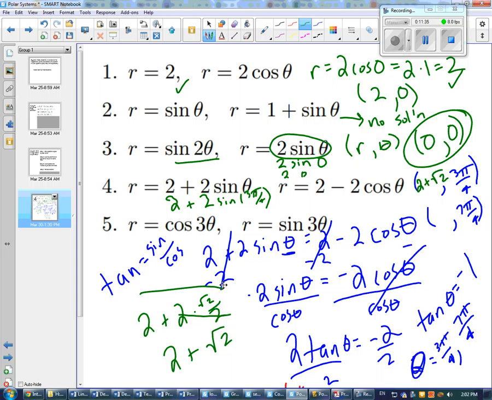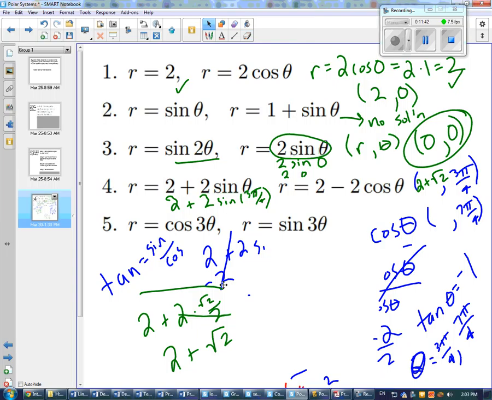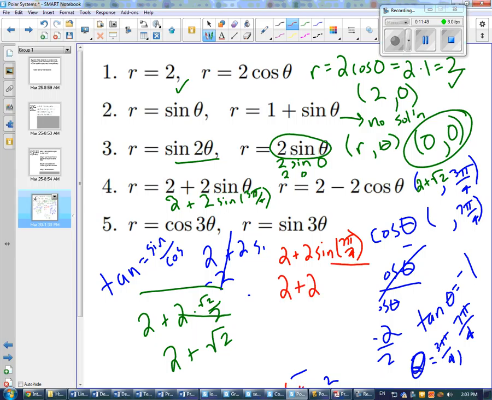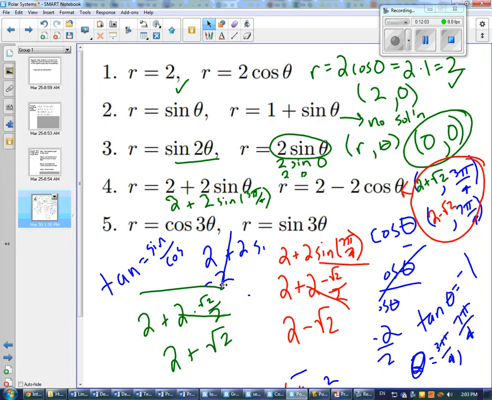And then again, I'm going to put 7 pi over 4 in. I'm going to erase some of this that I've already done. And when I put 7 pi over 4, again, going to my unit circle, the sine of 7 pi over 4 is negative radical 2 over 2. So that's 2 minus radical 2. So those are the 2 points where those graphs intersect. I promise we're going to do a lot of practice on this in class. Make sure you've looked over your unit circle because you're going to want to know those values.